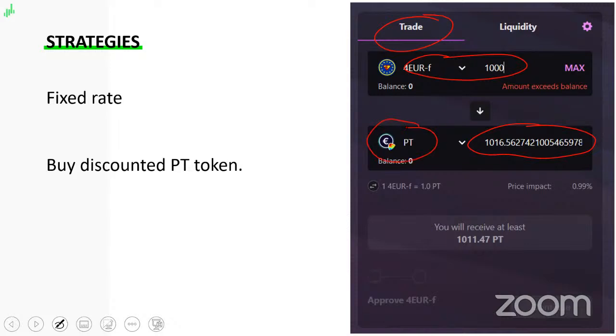So what is the PT here, if you have understood now how APWine works? The PT token is actually the 4 euro token deposited on Bifi, locked until the 25th of April. So right now, if I have 1,000 euros, I can exchange them for 1,016 PT. And on the 25th of April, I will get 1,016 4 euro token. So I will make a profit of 16 euro, which is 1.6%.